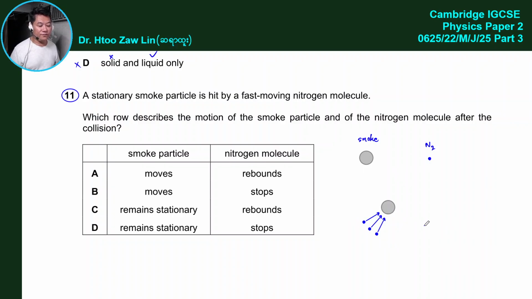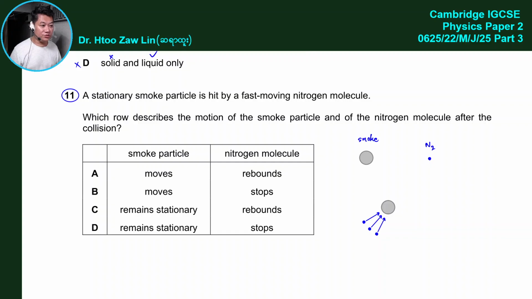The collisions of nitrogen molecules with the smoke particles cause an uneven collision. The collision is uneven because no nitrogen molecules hit from this side. So let's say 3 nitrogen molecules from this side hit the smoke particles. So this collision is an uneven collision. Because of the uneven collision, there is a net force on the smoke particle.